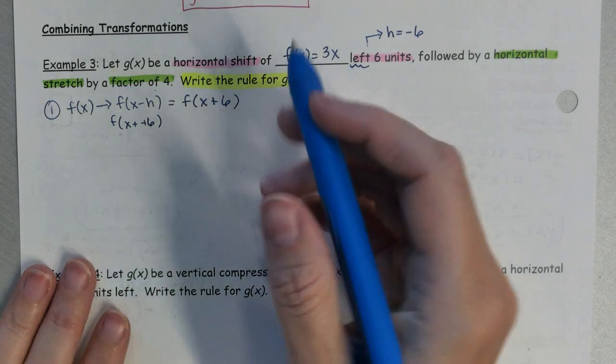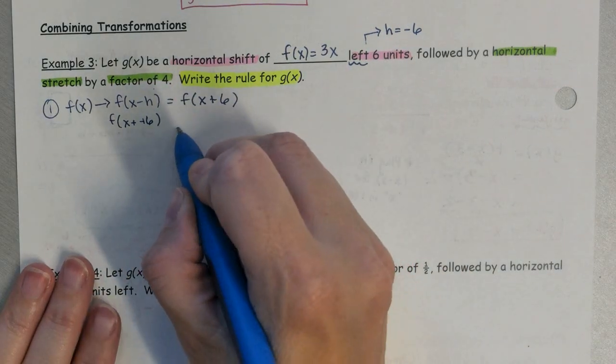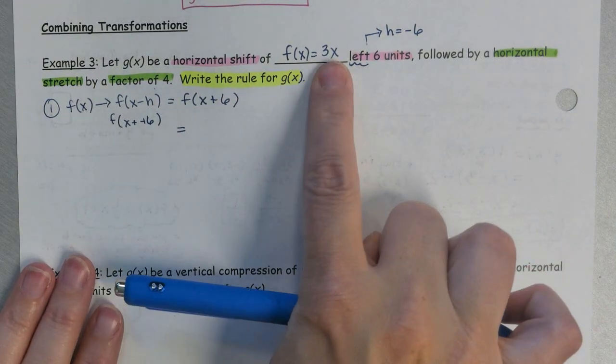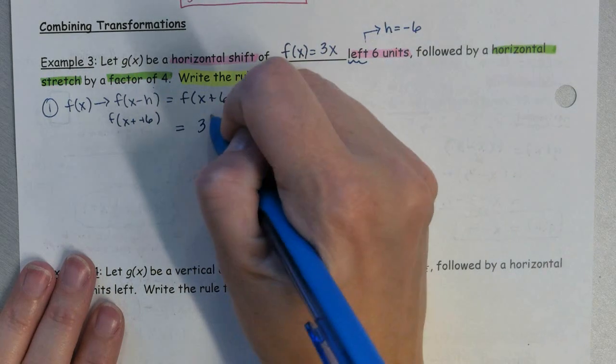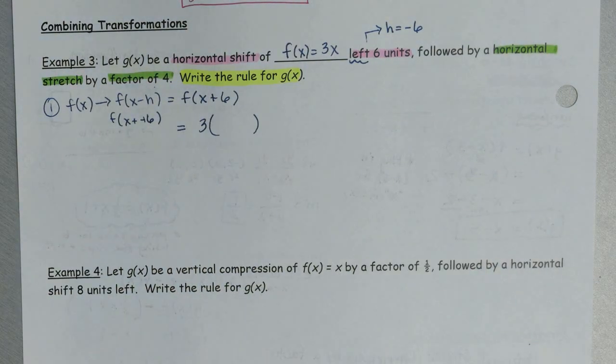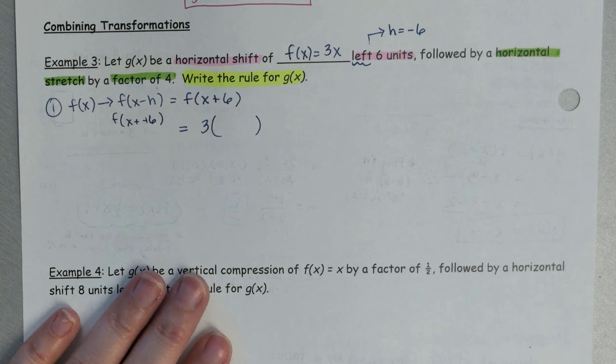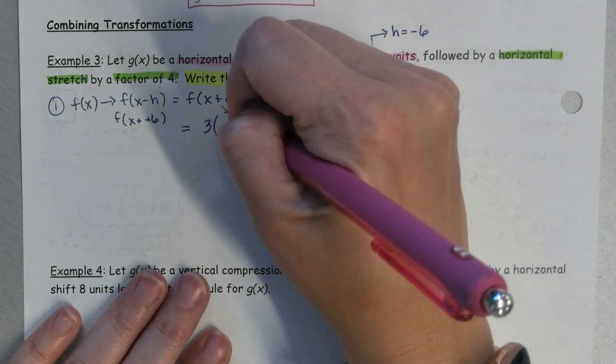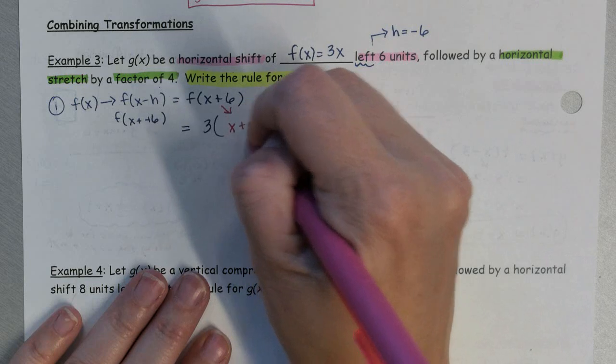Okay, so now let's do this step. So f of x plus 6, I'm going to look at my f of x. It's 3x. So I put the parentheses. And then I know I can just substitute in my x plus 6.